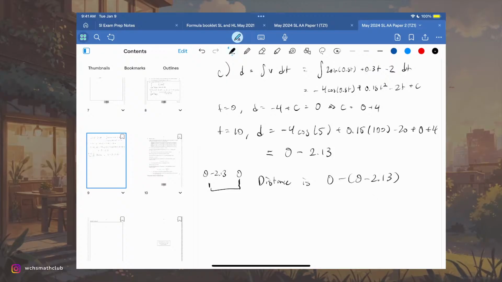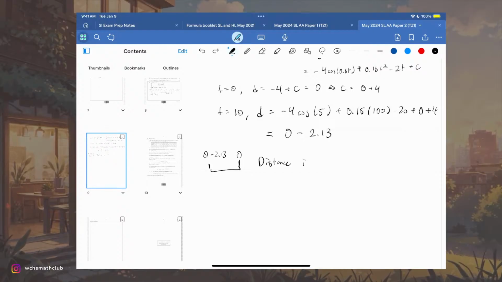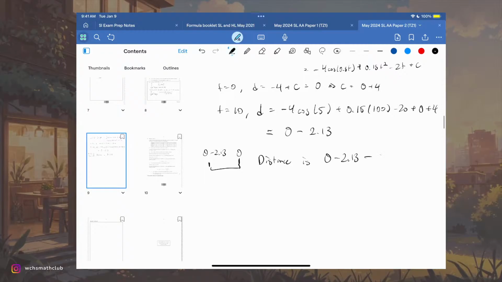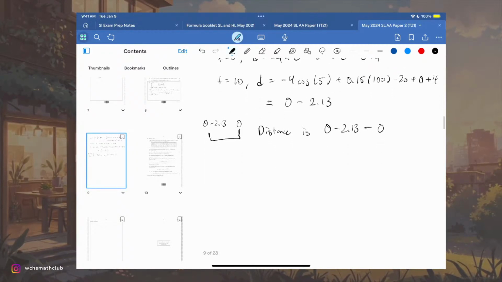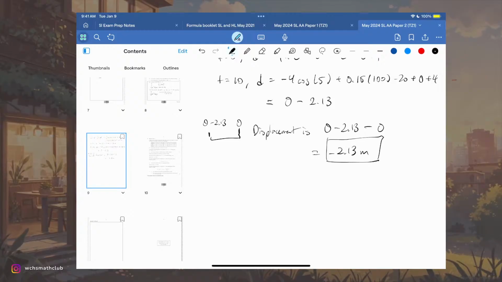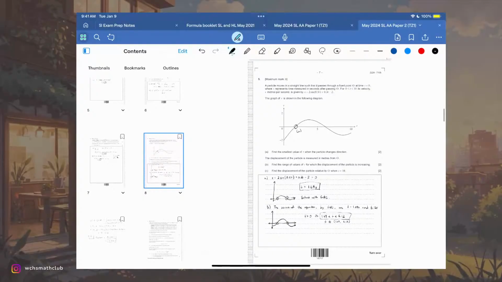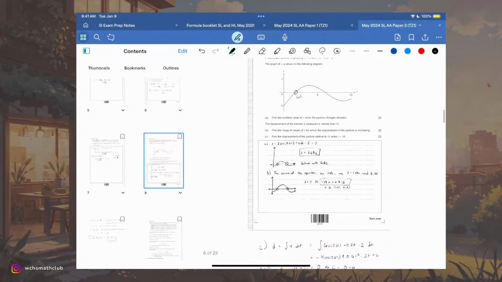Okay, so according to our calculations, we want to take the final position and subtract the initial position, which is O. And so this would actually not be distance, this would be displacement. And then this would be equal to negative 2.13 meters. So this is going to be the answer for question 5C. And this should be all you need to do for 6 points.